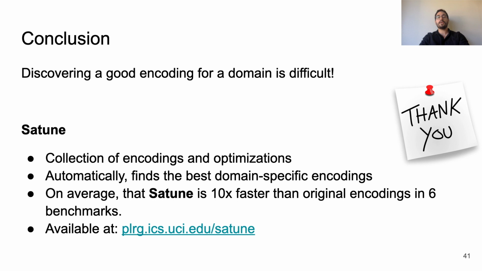To conclude, discovering a good SAT encoding for a problem domain is difficult, and current approaches only focus on optimizing the encoder formula. As a solution, we presented Satune, a tool that incorporates a collection of encodings and optimizations and automatically finds the best domain-specific encodings. Evaluating Satune over 6 benchmarks showed an average of 10 times performance improvement compared to the original encoding. Satune is now available on our website for public usage.